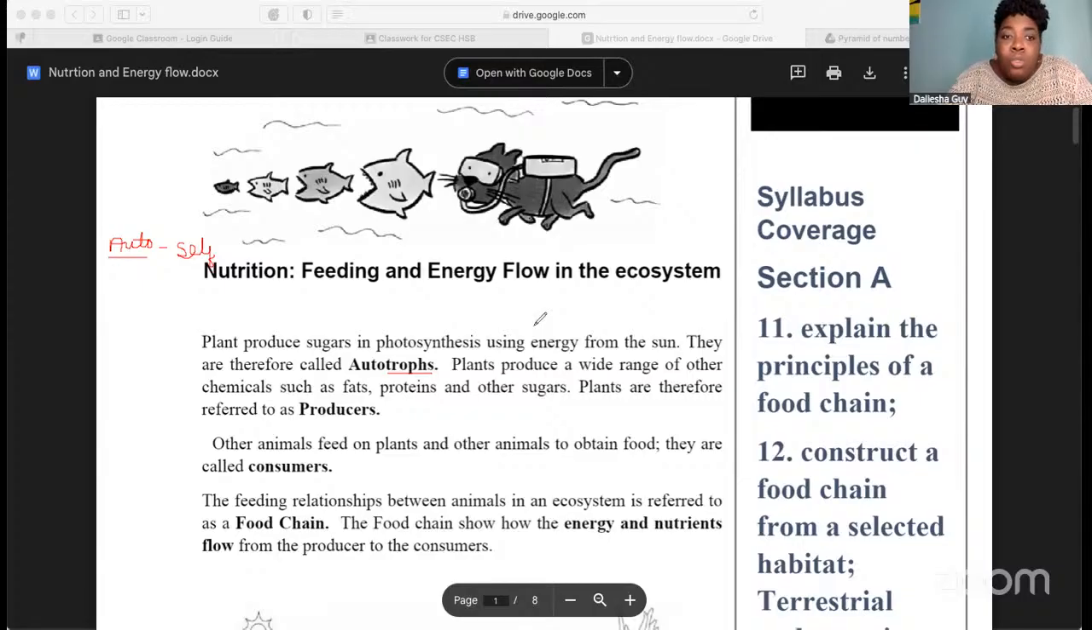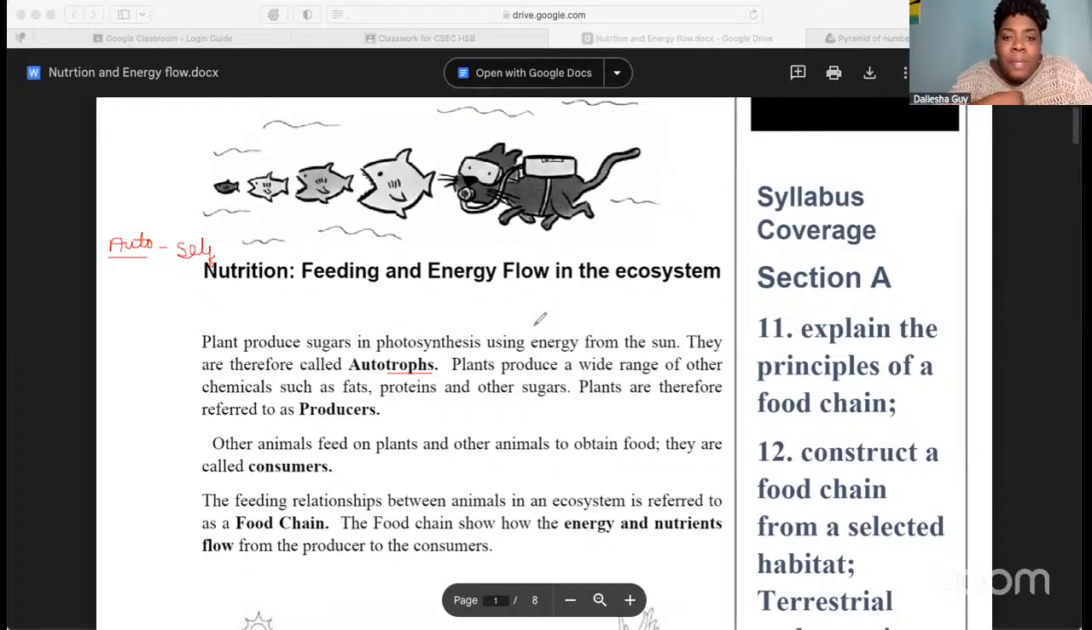So, what is a consumer? Take the definitions. These are some simple definition questions that they could bring for you in the exam. So, plants are producers, and other animals are consumers. Other animals feed on plants and they feed on animals to obtain their food. So, you could either be a plant feeder, animal feeder, or a both feeder, but you are a consumer. So, humans are consumers, right? We don't make our own food, we consume.